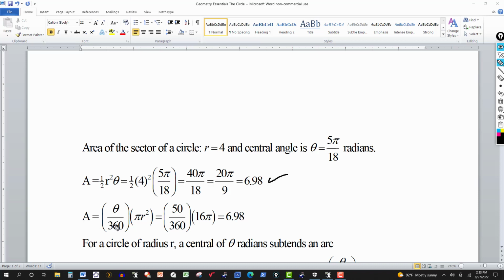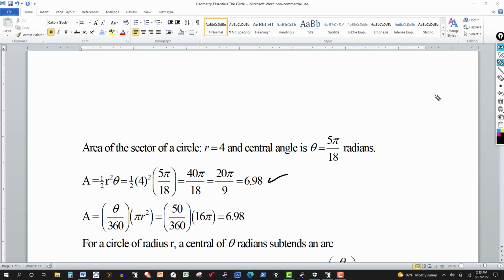And then if I use the other formula, A will equal theta over 360 pi r squared. So plug in 50 degrees. Again, the degrees cancel there. So 50 over 360. Then r is 4, that's 16 pi. We just multiply this out on the calculator: 50 times 16 pi, and then divide that by 360. Again, you should get, rounded to two places, 6.98, and that is in square units.